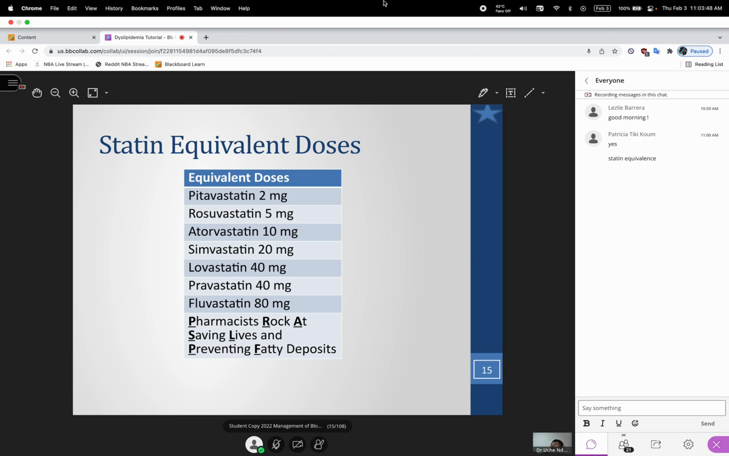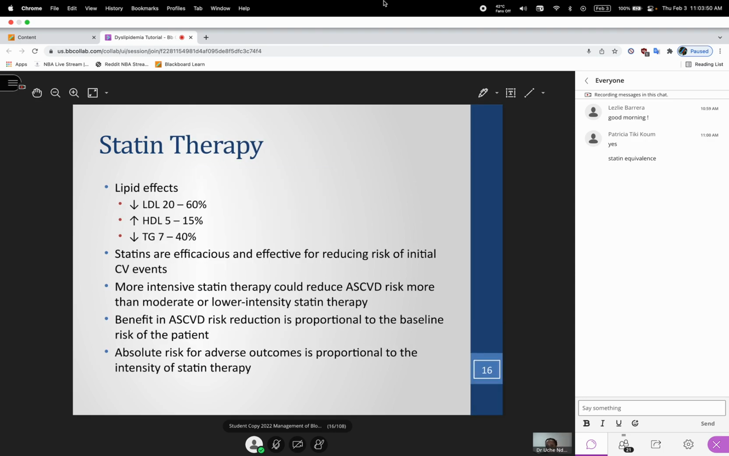Awesome. Okay. I need you to know how statins work. So this lipid effects bullet is very important. They decrease LDL 20 to 60% depending on the intensity. They do increase HDL a little bit, but HDL is never going to be the target of therapy.